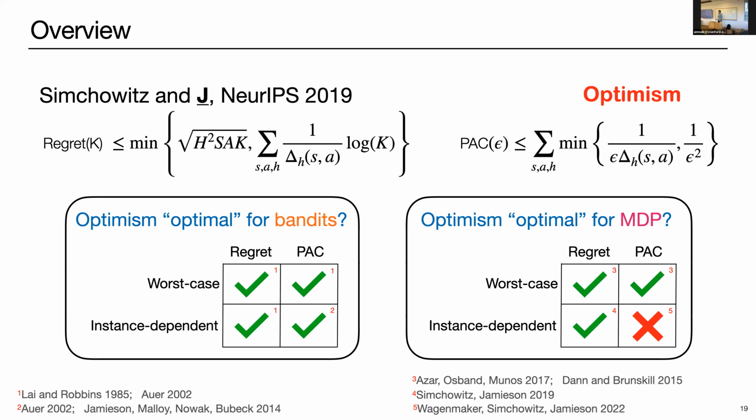And so the remainder of the talk, I'm going to go through two different algorithms in two different attempts to try to hit the right instance-dependent sample complexity. And this is going to require very different algorithms to get there.